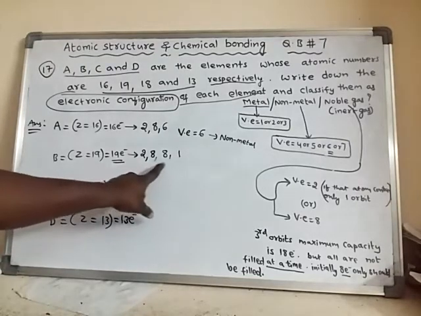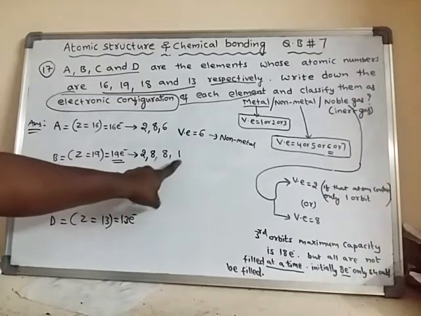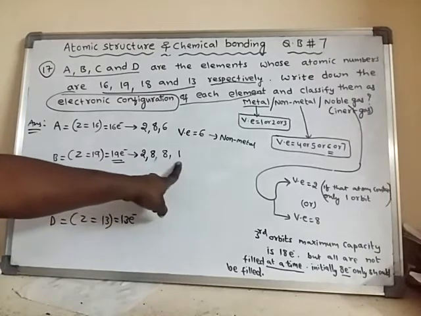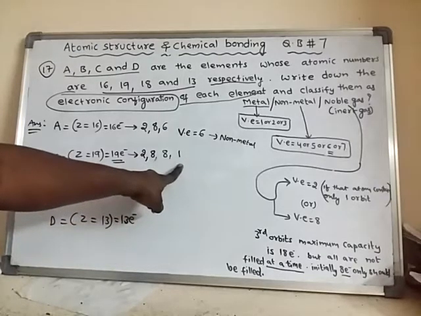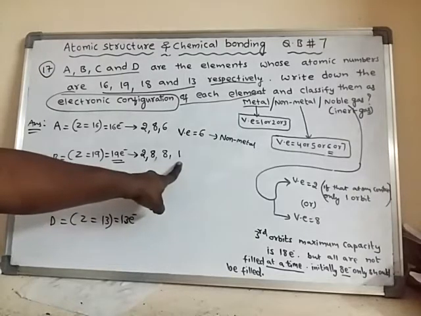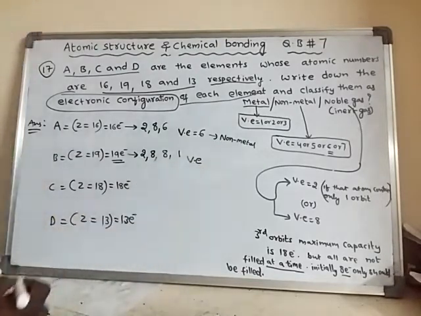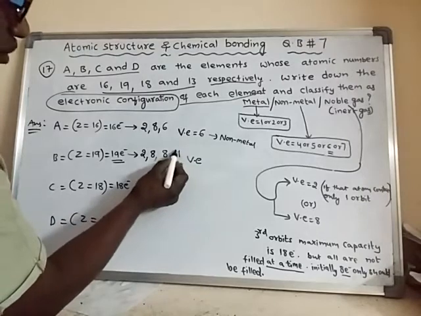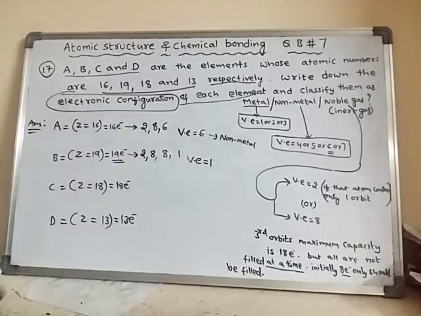Now how many orbits are there in the atom B? There are 4 orbits in the atom B. Out of 4 orbits, this is the last orbit. This is also called the outermost orbit, or the valency shell. How many electrons are present in the valency shell? Only 1 electron is present. The number of electrons present in the valency shell are said to be valency electrons. So here only 1 valency electron is present.